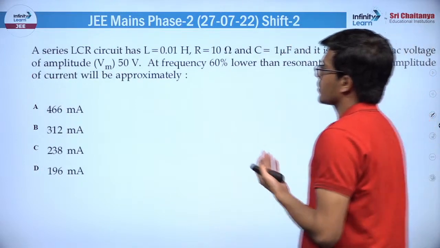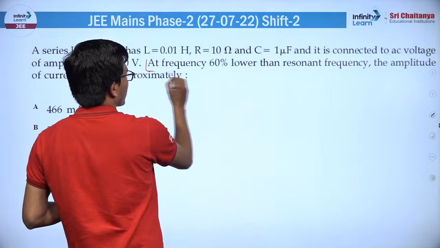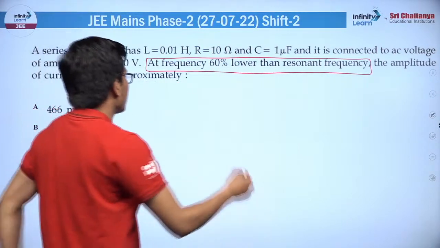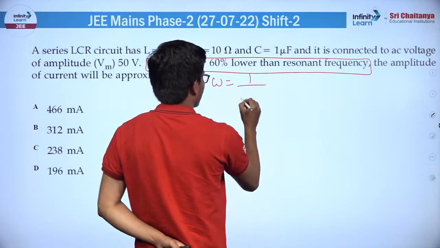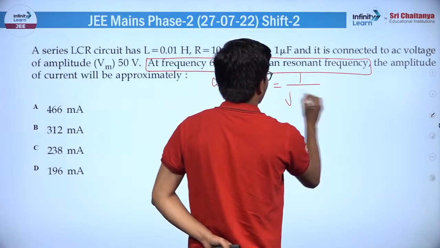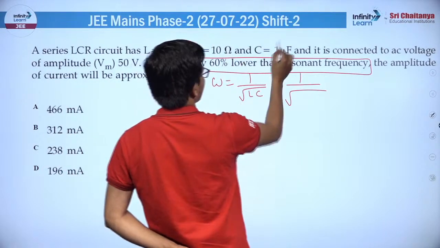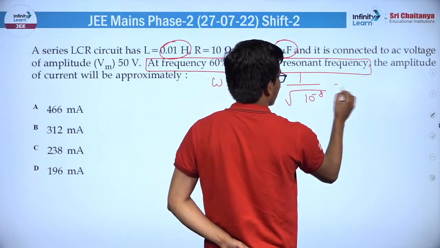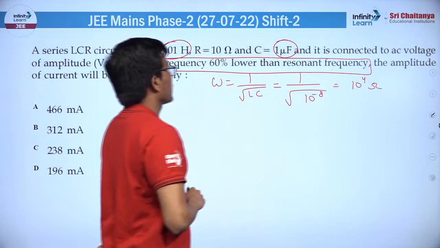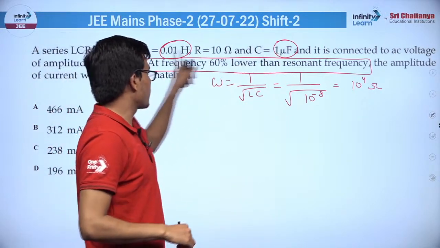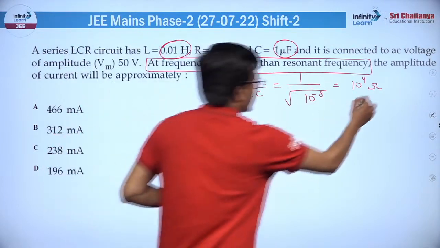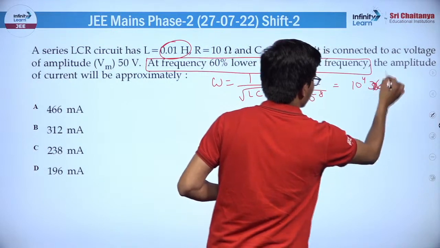There is an LCR circuit question, and at frequency 60% lower than the resonant frequency. Good question. So let us just find the resonant frequency, that is given by 1 upon root LC, this is angular frequency. L is given to you 10 to the power minus 2, C is 10 to the power minus 6, so it will be 10 to the power minus 8, square root will be 10 to the power minus 4, so 10 to the power 4 radian per second is my answer.